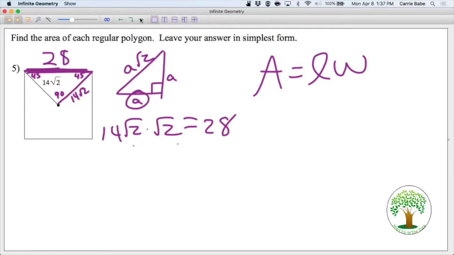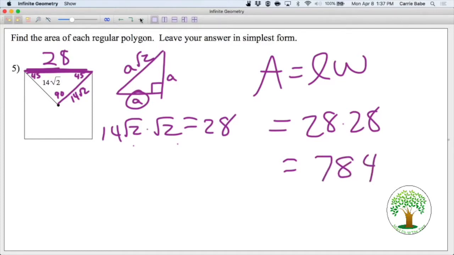All right. So what do we do then? 28 squared. 28 times 28, or 28 squared. I got 784. Someone verify that. Yeah. What did you get? 784. All right. So let's go to number 7.